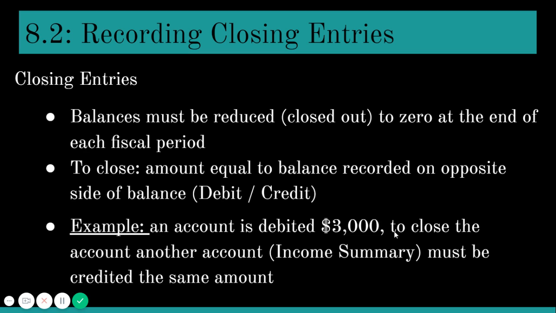Closing entries. Balances must be reduced or closed out to 0 at the end of each fiscal period. To close, an amount equal to the balance is recorded on the opposite side of the balance. So if we have a balance on the debit side, to close it out, we put the same amount on the credit side and vice versa. An example: our account is debited $3,000. To close the account, another account, income summary, must be credited the same amount.